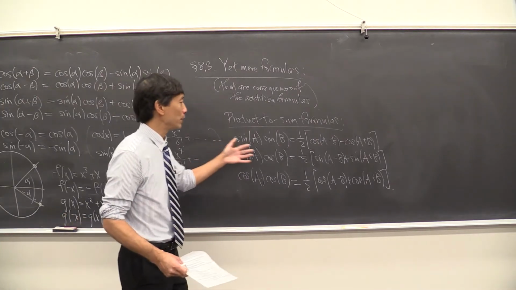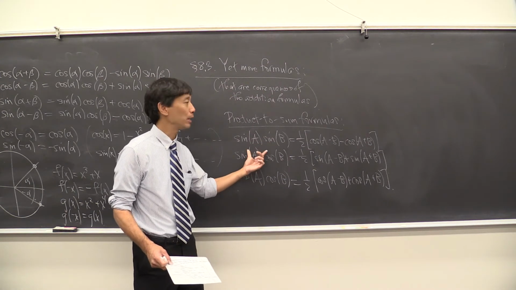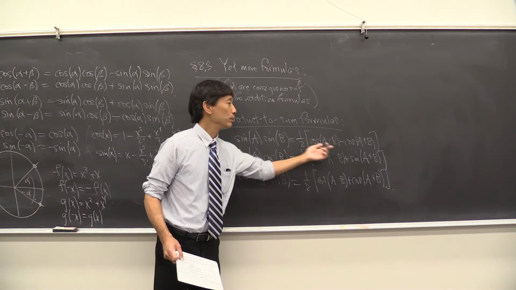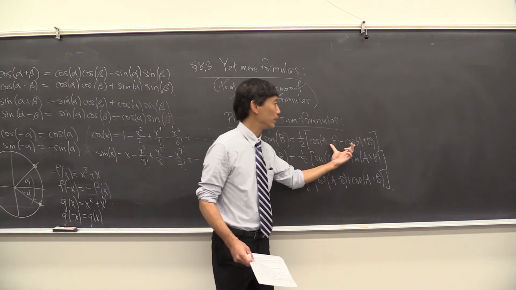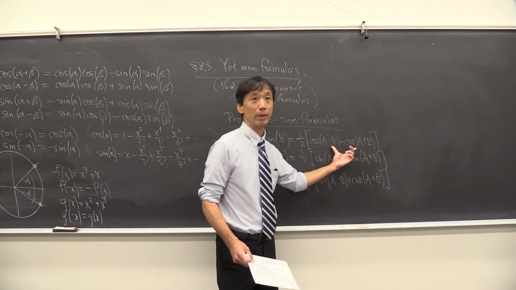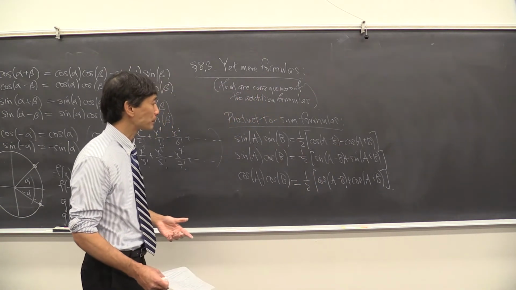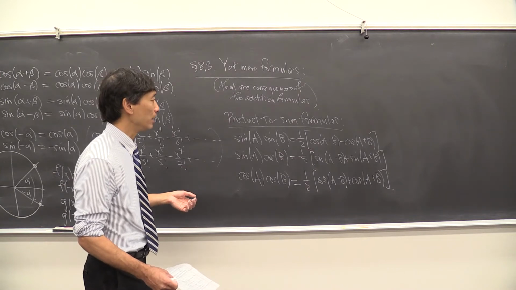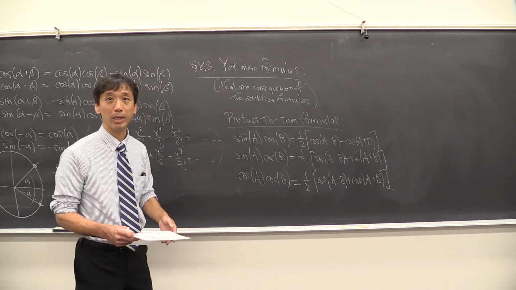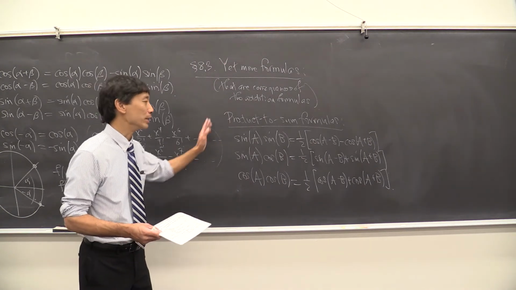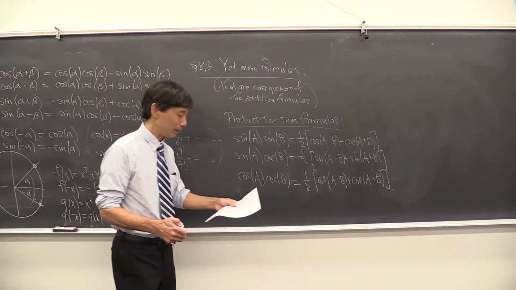What's good about these formulas is that you can take a product of trigonometric functions and turn it into a sum. So you take this product, something complicated, and turn it into a sum of cosines, something maybe simpler to understand. This sort of thing does turn out to be useful later on in mathematics, so it's nice for you to at least know that it exists.